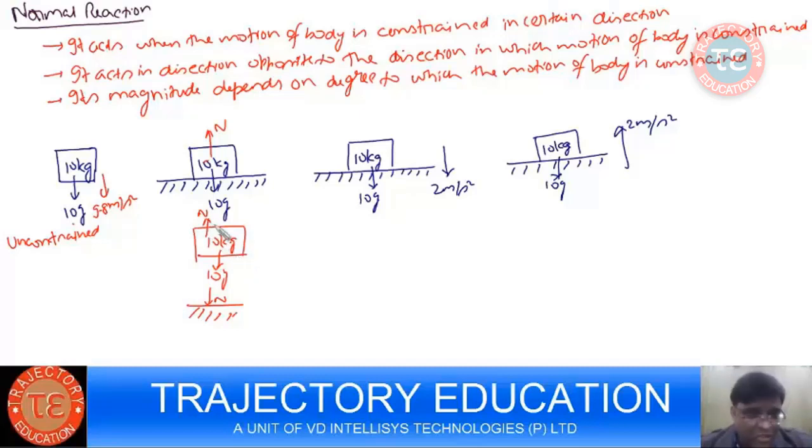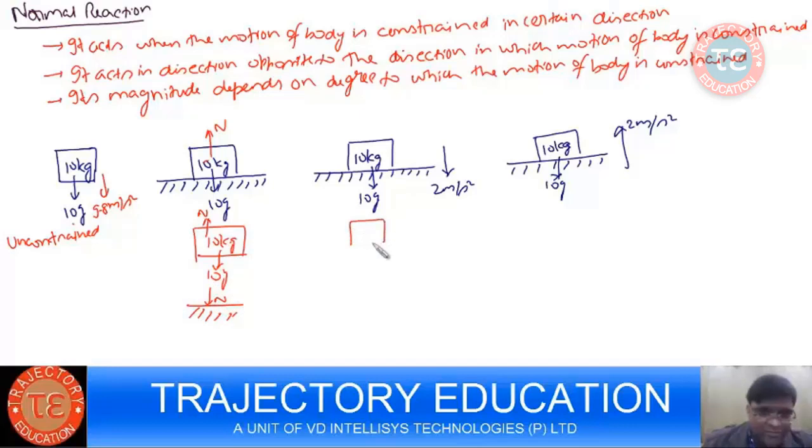Why? Because there is a normal reaction. Its motion is constrained in downward direction. And who is constrained the motion? Motion is constrained by the surface, the floor. Floor is exerting a normal reaction N in upward direction. That's the reason why this 10 kg mass is at rest. N is balancing 10 G. As a reaction, 10 kg will also exert a normal reaction N on the surface.